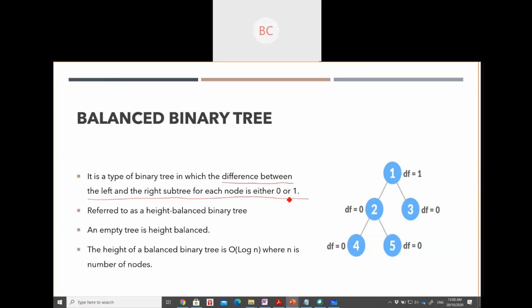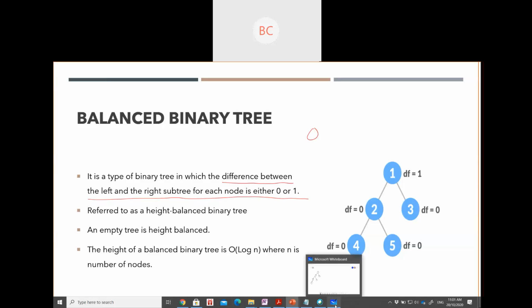Okay, and if you see an empty tree, that means just the root node, then the root node you can also consider a tree, but it will be a height balanced tree. Okay, root without any children, again at the same height. Okay, so a height balanced tree has height log n, where n is the number of nodes. So let me show you.